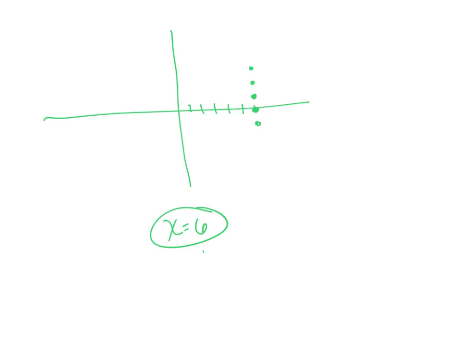If you have an equation x equals a number, let's say x equals 6, it could be 6, 0, 6, 1, 6, 2, 6, 3, 6, negative 1, right? All we know is that x equals 6. Well, this would form a vertical line. Does everybody see that? What is the slope of a vertical line? Undefined. What is the reciprocal of undefined? 0. There you go. What is the reciprocal of 0? Undefined. Got it?